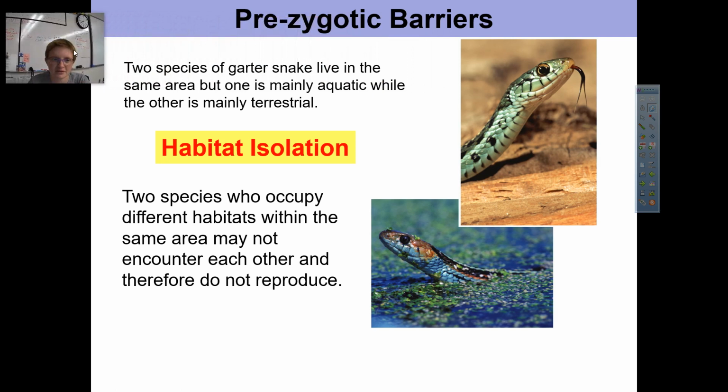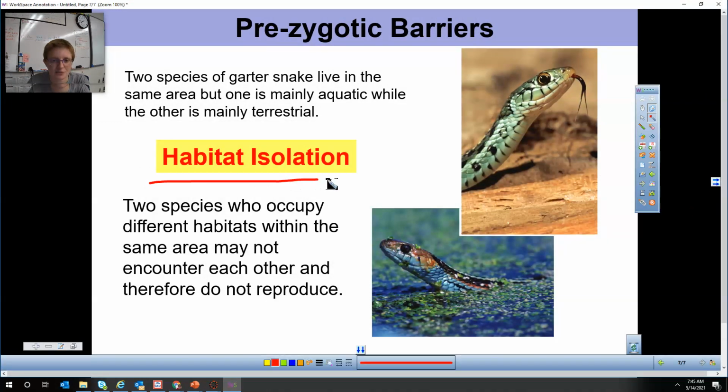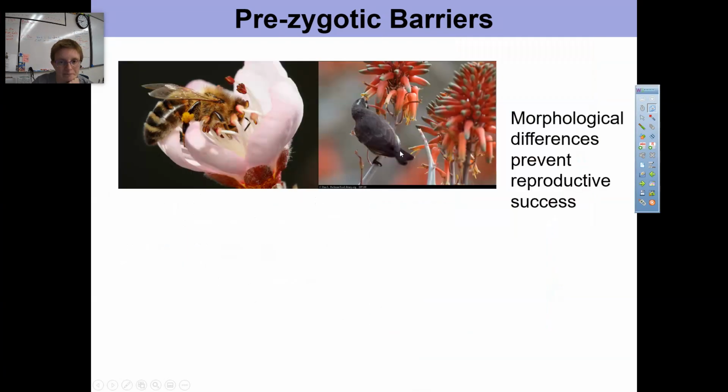This one really messes with people sometimes because it's seemingly such a silly difference. Habitat isolation is where they occupy different habitats within the same area, so they might not really ever encounter each other when it's time to reproduce. Like in the same pond area, you can have two different species of garter snakes, and one will live in the water and one will live on the land, and they don't mate with each other because one lives in the water mostly and one lives on the land mostly. So they don't reproduce and they become different enough, and they're different species, and that prevents them from ever creating a zygote. So that's a pre-zygotic barrier.